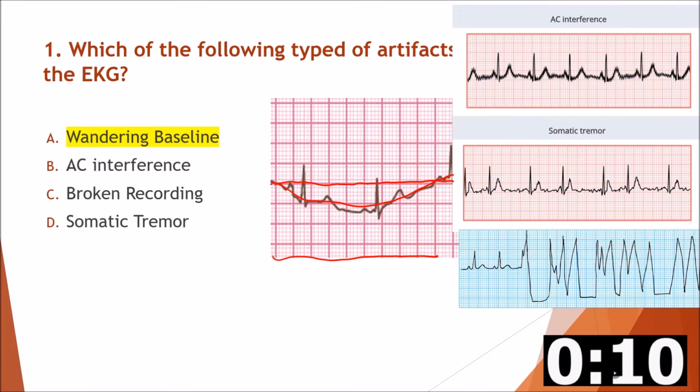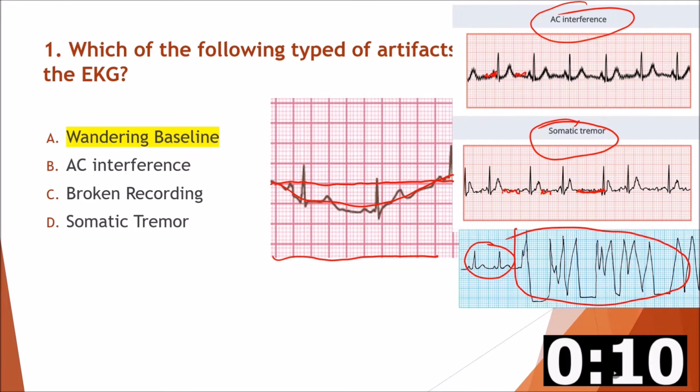Now, an AC interference is this one up here. This is when we see this sort of machine-like movement, very rhythmic, quick movement. That's AC interference. Somatic tremor is this kind of random interference that we see on the baseline. Remember, the baseline is supposed to be nice and flat. And then the last one, this is a broken recording. We can see that it is normal here, and then all of a sudden it becomes crazy. And this one is usually because the electrodes come off. Next question.